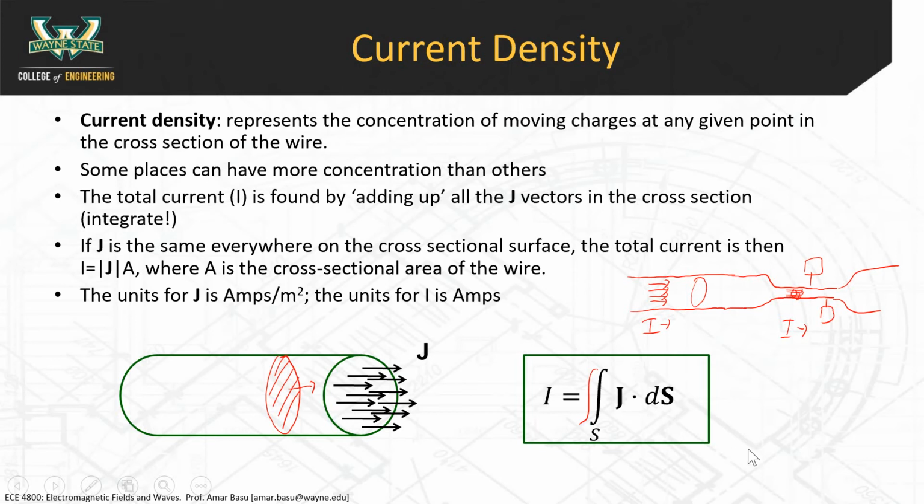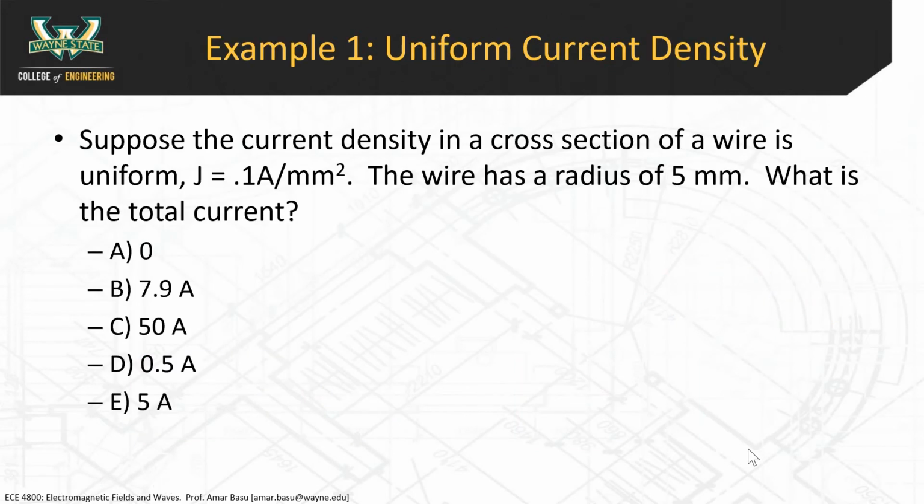All right, so let's do a very simple example, uniform current density. Suppose that I have a wire of uniform cross-section. The wire has a radius of 5 millimeters. What's the total current? Okay, so assume we have a wire like this, with a radius of 5 millimeters, and we have uniform current density running through it. J equals 0.1 amps per millimeter squared, and so please calculate the total current here. We'll put out a poll here.